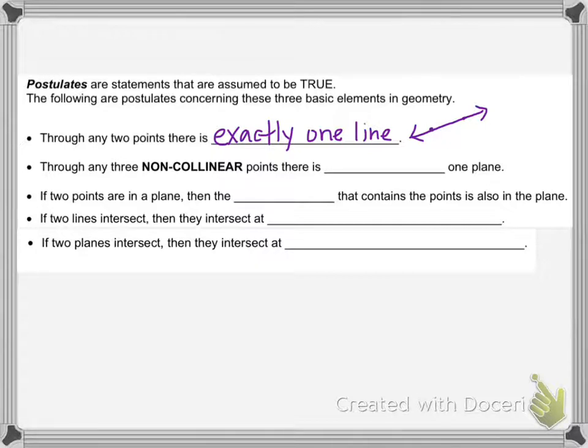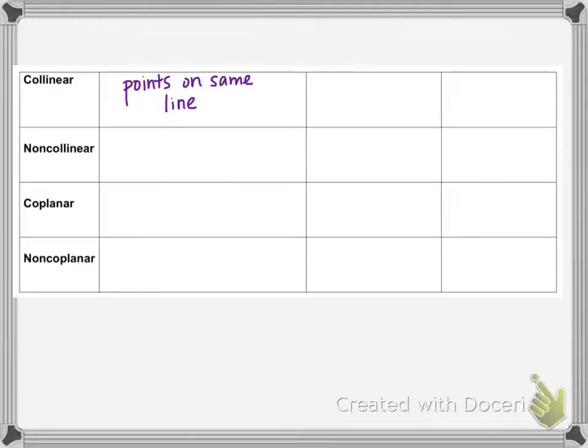The next is through any 3 non-collinear points. I just realized that I forgot to do some more definitions with you. So hold on, we'll come back to this for a second. We'll go back to what I was just talking about in just a minute. We have a couple more definitions to define.